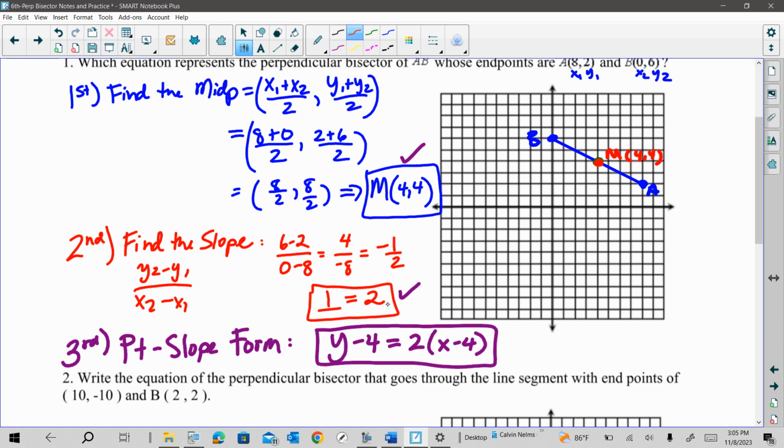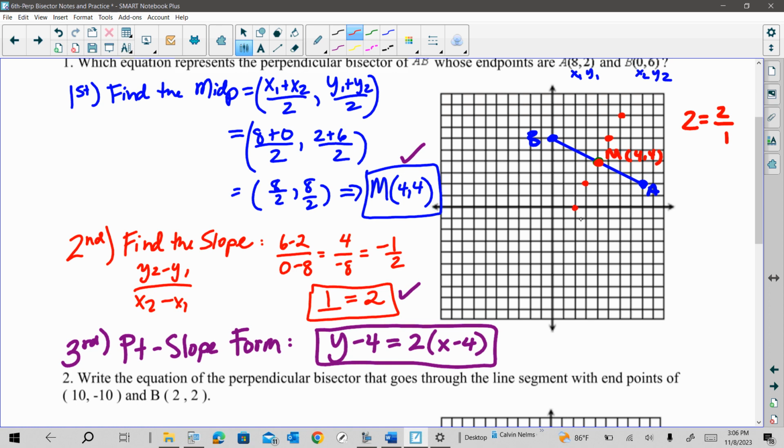So all I have to do is the perpendicular was the slope of 2. So 2 is the same thing as 2 over 1. So I can go up 2 over 1 to the right here, or I can go down 2 to the left 1. I want to do this.